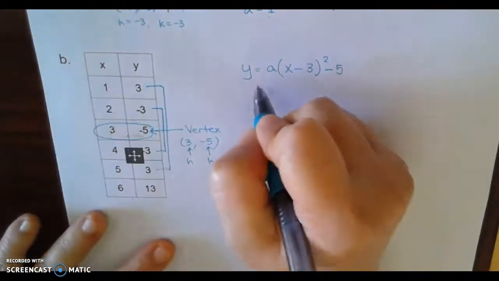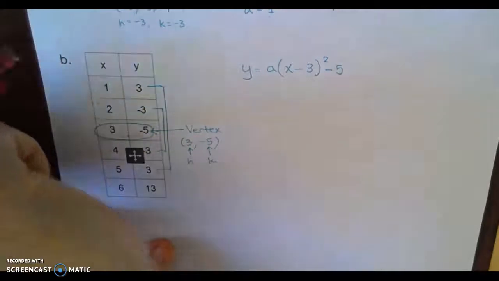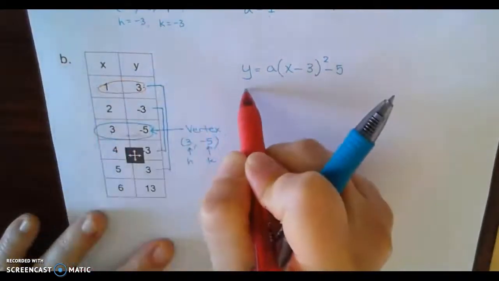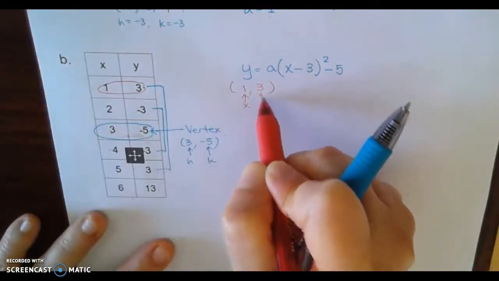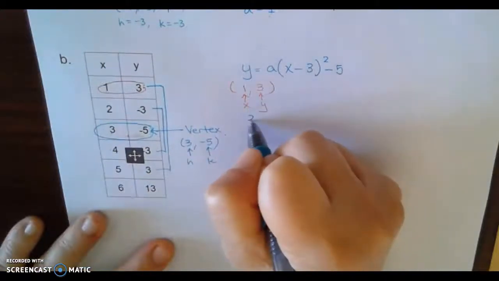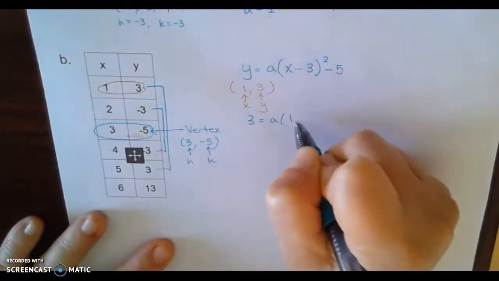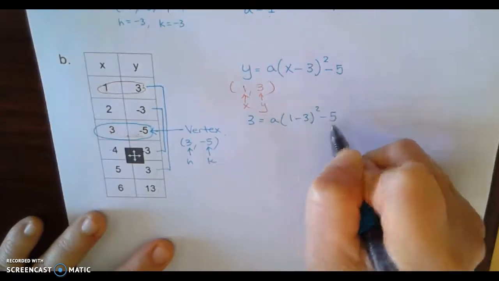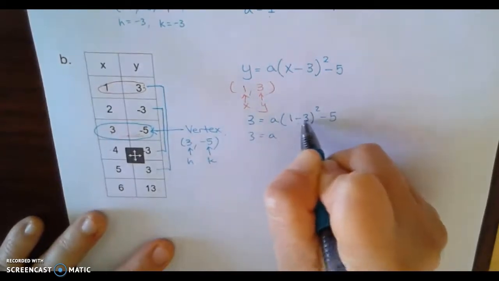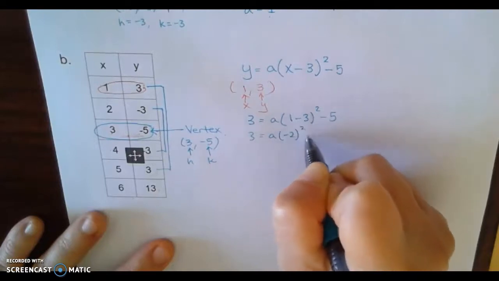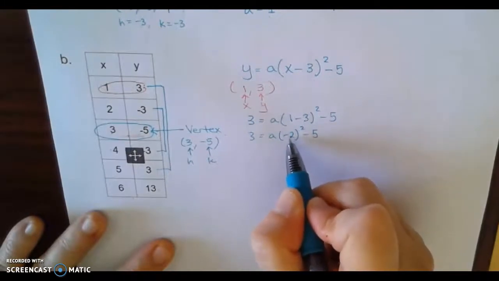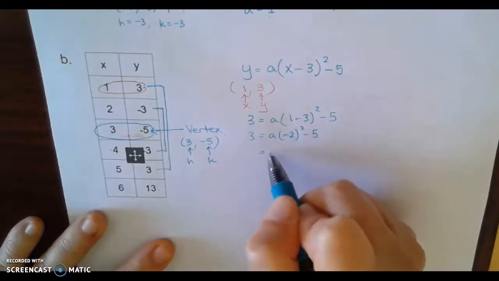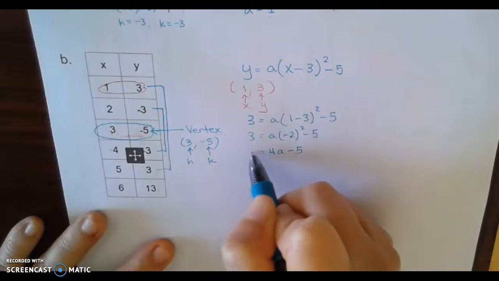So in that case, I can say y is, let's just go with the first one. So substitute 1, 3. Remember, this is going to be my x. This is going to be my y. So 3 is equal to a times 1 minus 3 all squared minus 5. 3 is equal to a times 1 minus 3 is negative 2 squared minus 5. Okay, now negative 2 squared, this is not negative 4, this is negative 2 times negative 2, so that's positive 4. So this becomes 4a minus 5 is equal to 3.